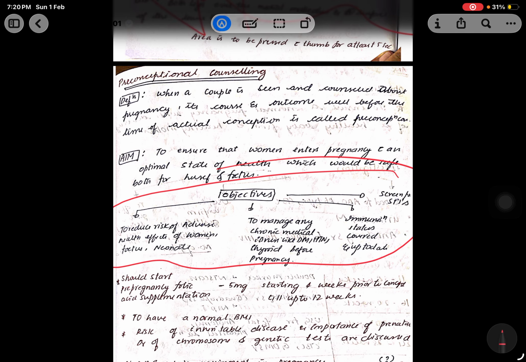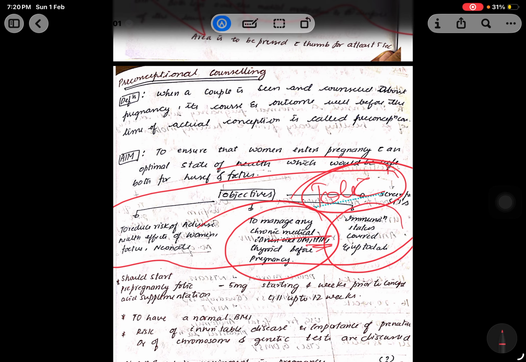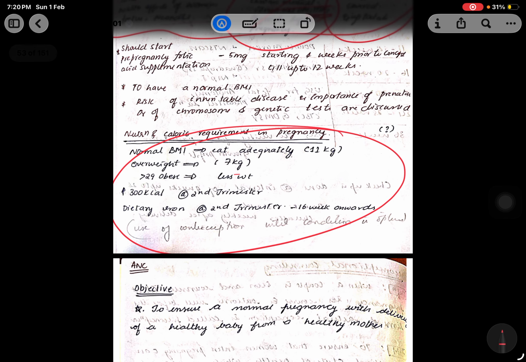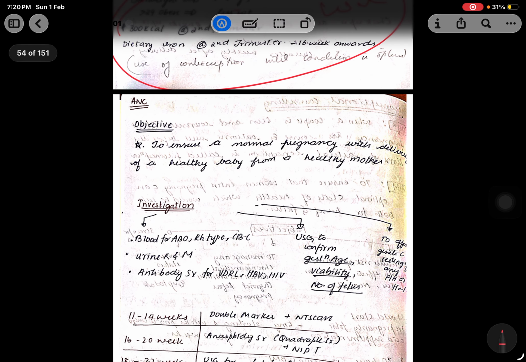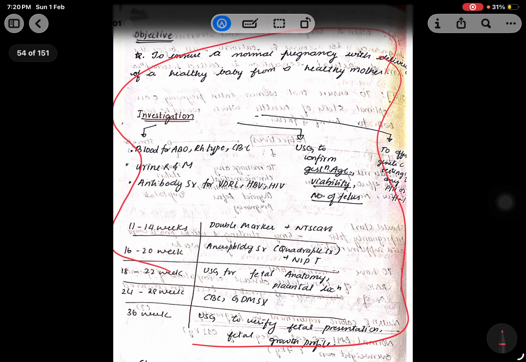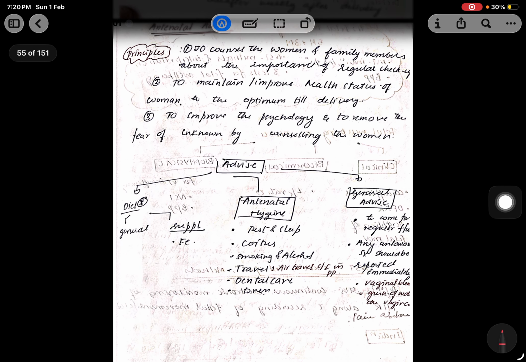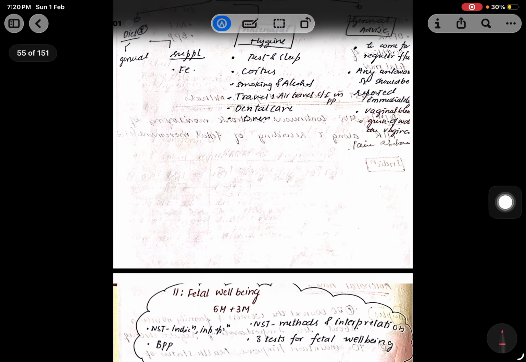Preconceptional counseling: what are the major things you have to start? Everybody knows about the folic acid part, but you also need to screen whether she has any chronic medical condition like diabetes or hypertension, and also immunization status, and also STDs. You have studied this in community medicine, so I am not discussing it. Again, these are the same objectives. I am sure you would have studied this in and out, so I am not touching on that. Just go through the notes, there's nothing else I need to explain.